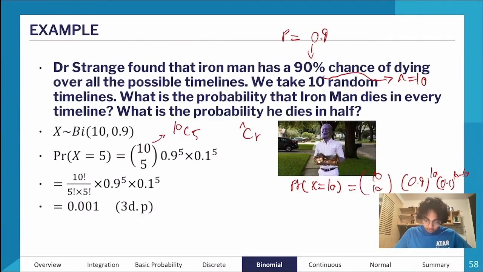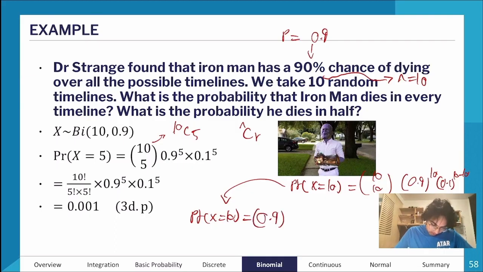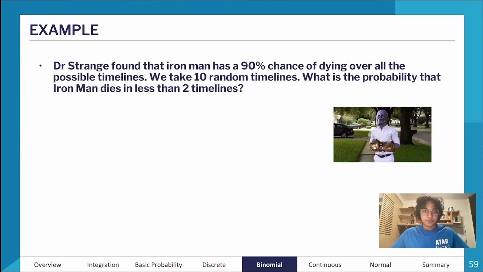And so really, X equal to 10, he dies in all timelines, is just equal to 0.9 to the power 10, which is the same as saying he dies in timeline 1 and dies in timeline 2 and dies in timeline 3 and so on, right? I've just multiplied 0.9 by itself 10 times. Cool. Hopefully that makes sense.